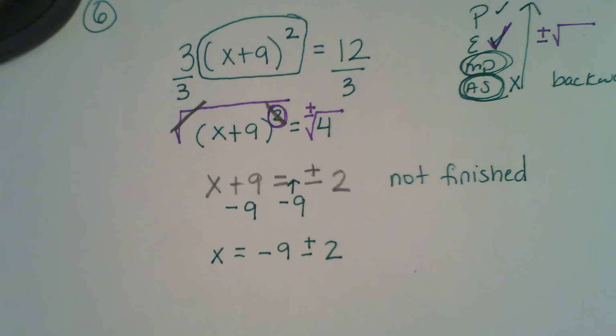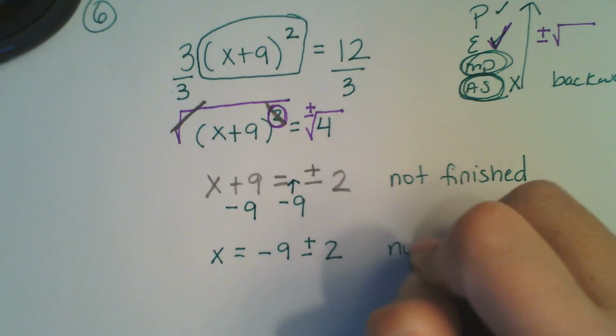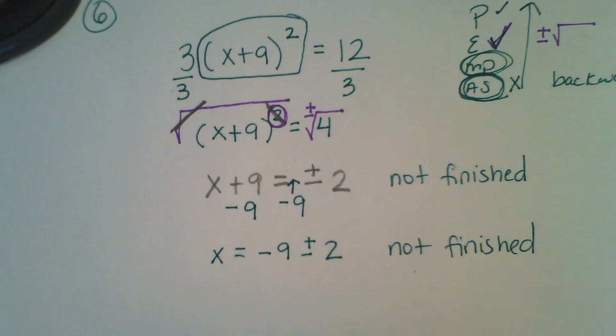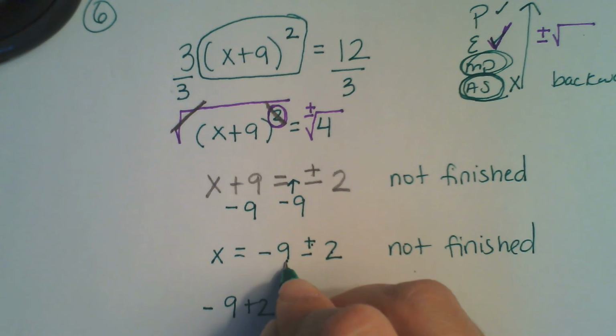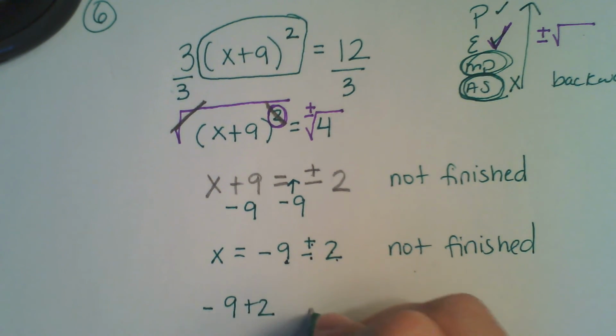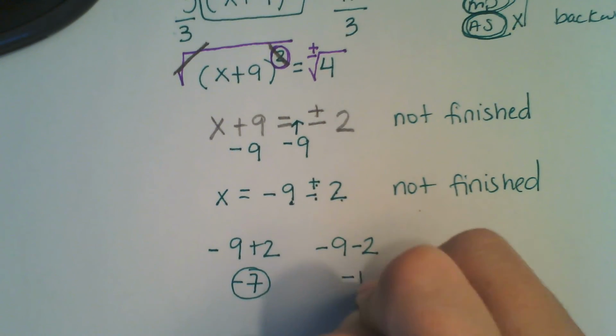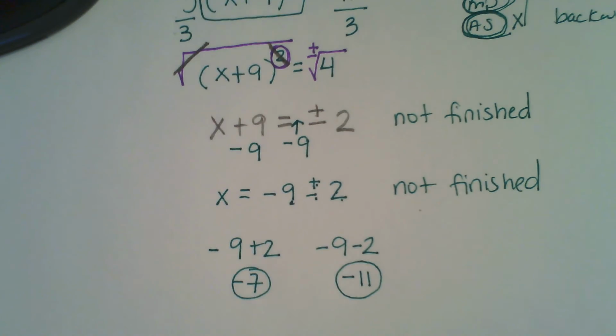But just like that last quadratic formula problem, we're also not finished here, because we can figure out what negative 9 plus 2 is, and we can figure out what negative 9 minus 2 is. So I get two answers. Negative 9 plus 2 is negative 7. And negative 9 minus 2 is negative 11.